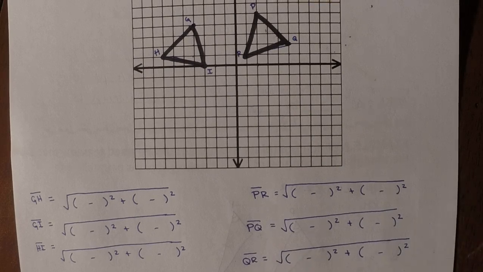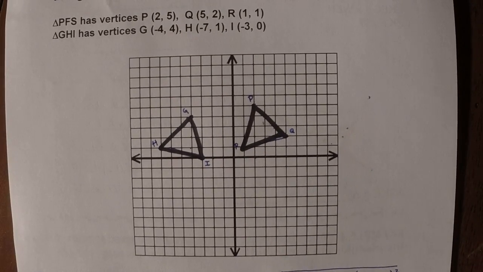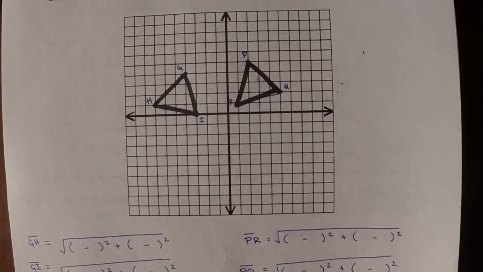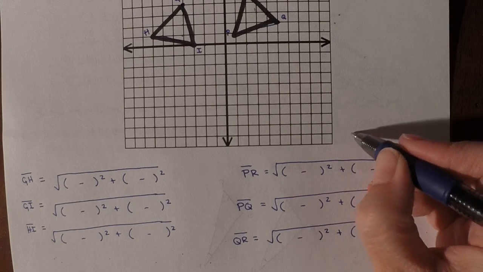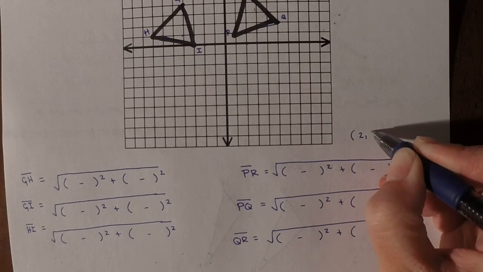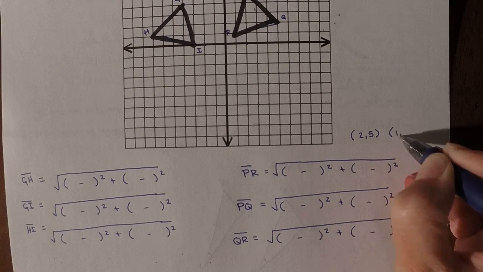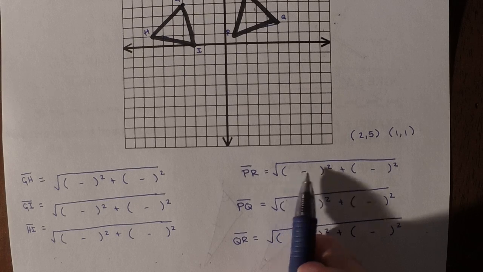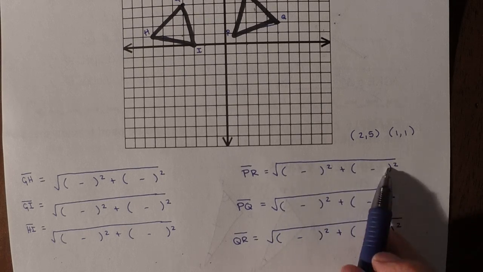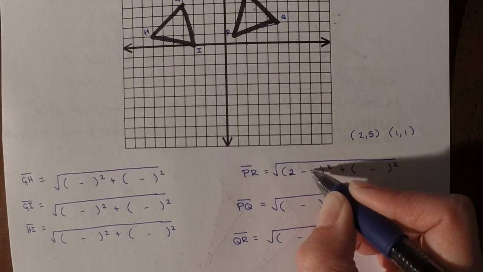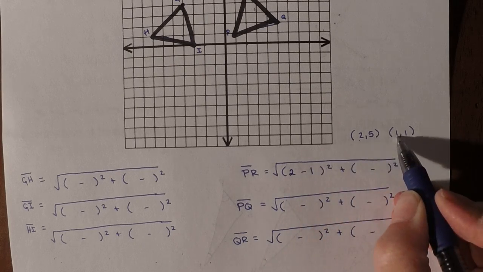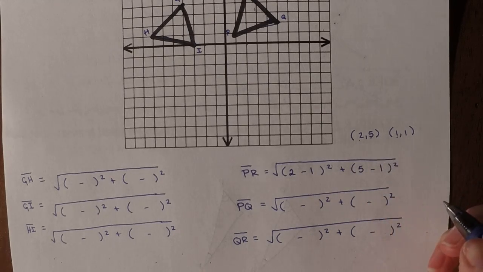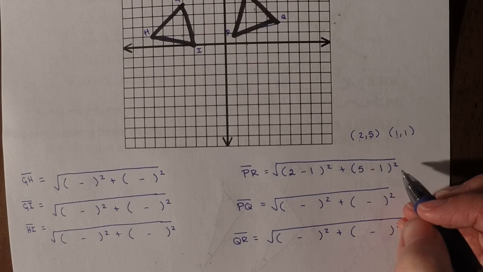P and R, if we go back up to the points, you've got (2, 5) and (1, 1). So since we can't see them and this at the same time, I'm going to put them right here. (2, 5) and (1, 1). So to fill in, remember these are going to be our x's and then these are our y's. So we would have 2 minus 1, those are my x's, and then 5 minus 1 for my y's. And then you guys should be able to put that in your calculator.